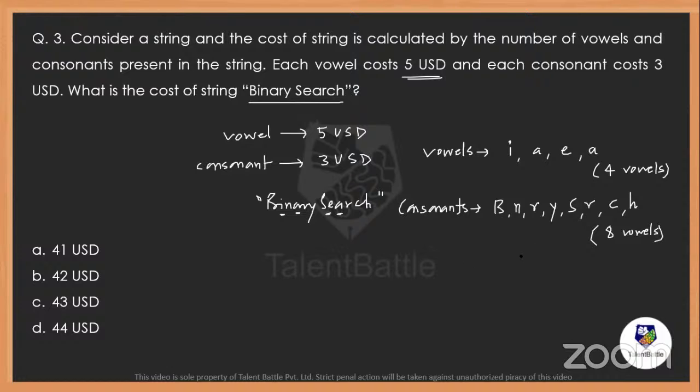Now working on the cost factor. $5 for each vowel. So 4 vowels multiplied by 5 will give me 20. Then 8 consonants multiplied by 3, that is 24.